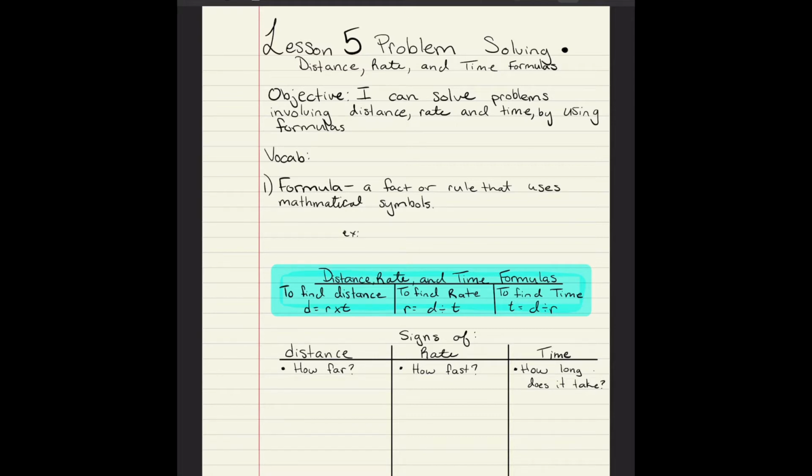For vocab we have formula. It is a fact or a rule that uses mathematical symbols. So for example, area equals length times width is a formula. That's something you should know. So they're just letters that represent a number, and you just plug in the number that you have.